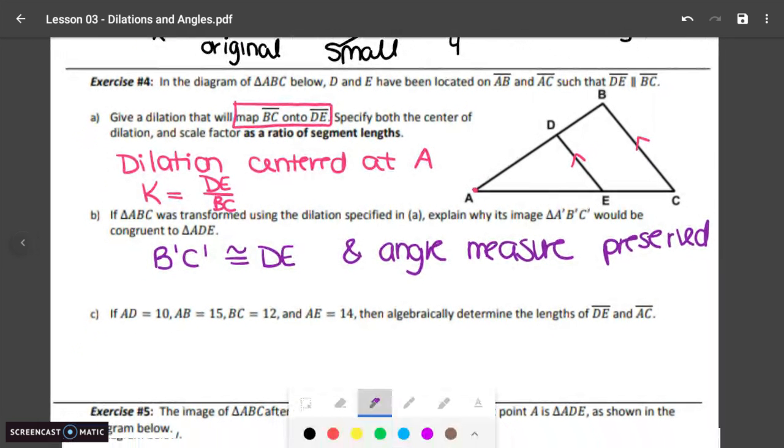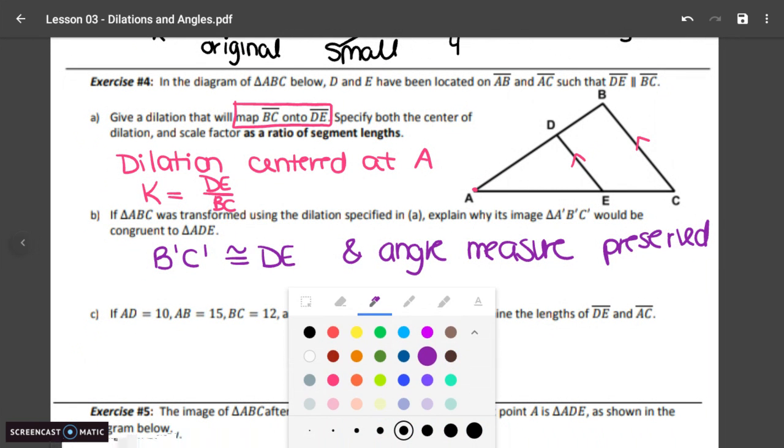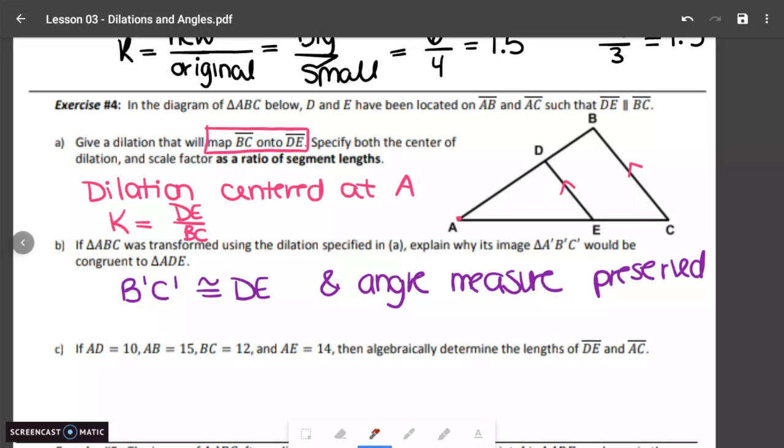Now the last piece of this is if we go and plot these points on here. So if I have AD is 10, AB, the whole thing, is 15, BC is 12, and AE is 14. And we want to go find the other two pieces. So let's call DE x and AC y.